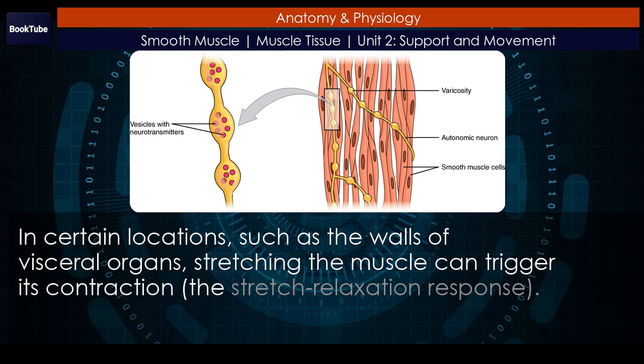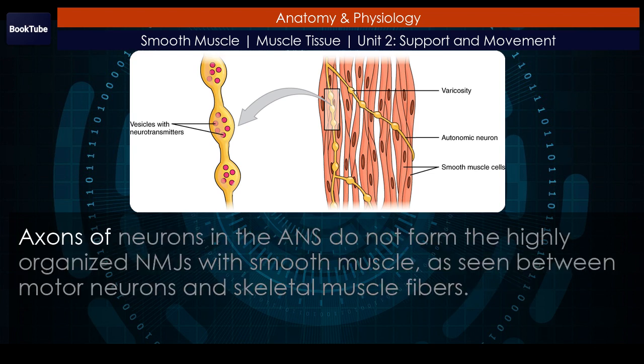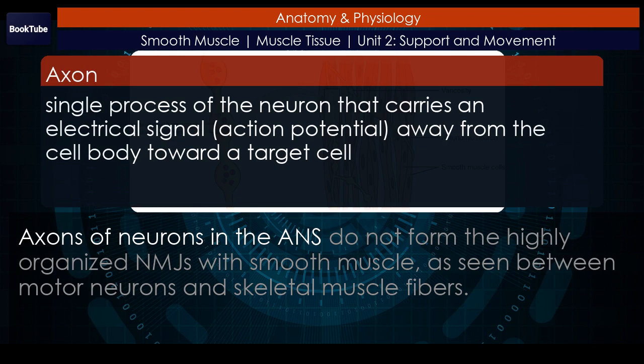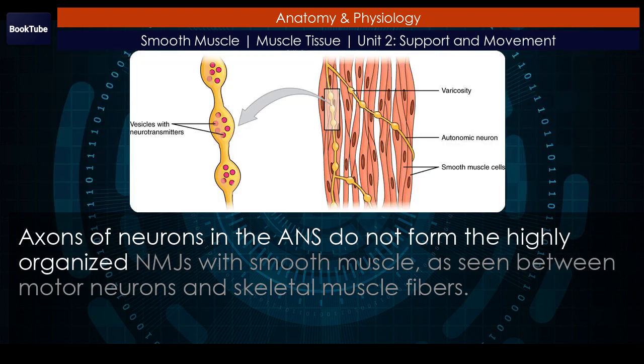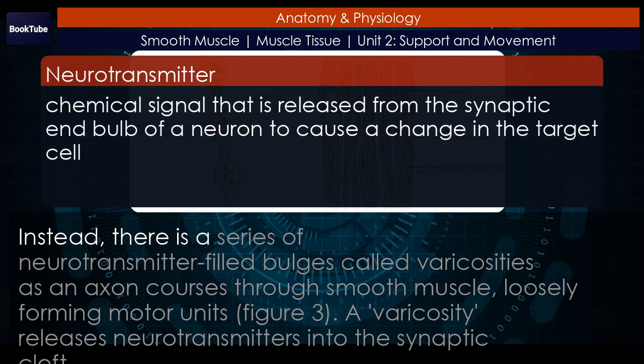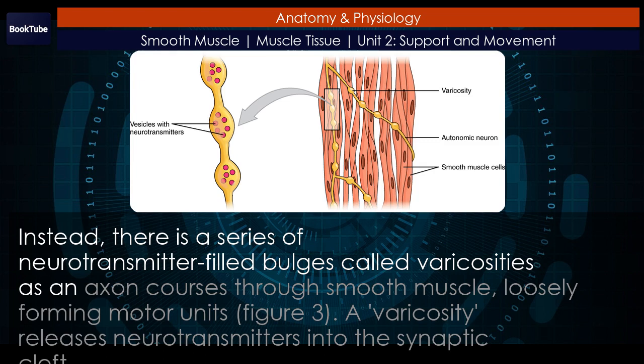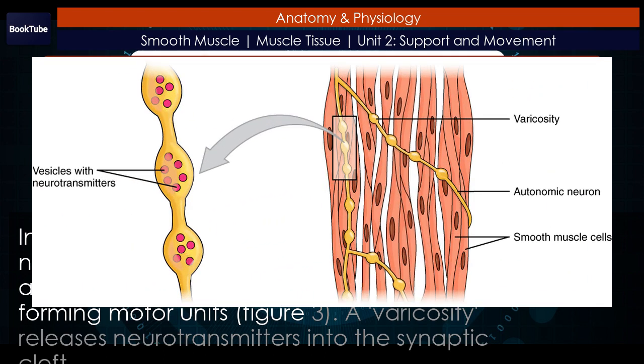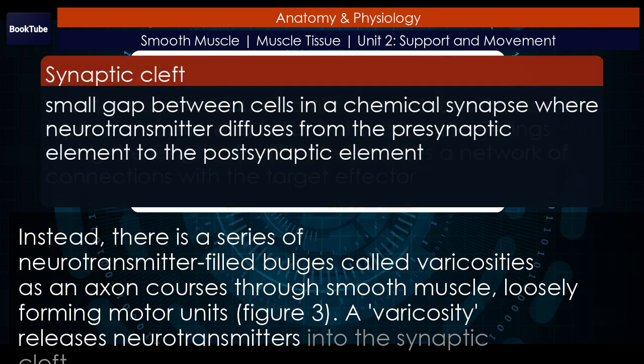The stretch-relaxation response. Axons of neurons in the ANS do not form the highly organized NMJs with smooth muscle, as seen between motor neurons and skeletal muscle fibers. Instead, there is a series of neurotransmitter-filled bulges called varicosities as an axon courses through smooth muscle, loosely forming motor units. Figure 3. A varicosity releases neurotransmitters into the synaptic cleft.